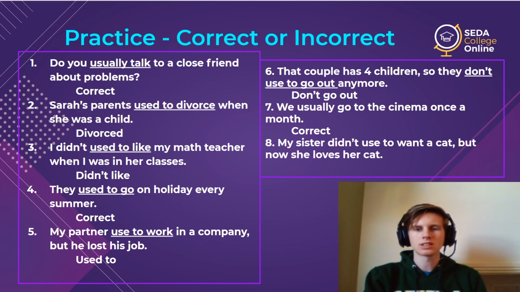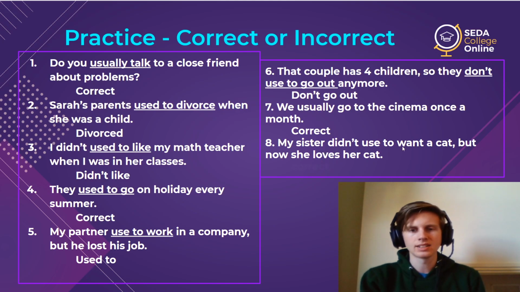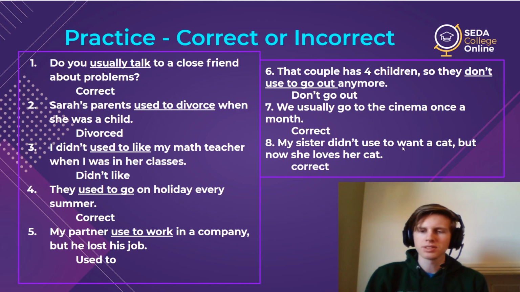And then how about the last one? My sister didn't used to want a cat, but now she loves her cat. That always happens. The people who do not want pets are always the ones who love them, in my experience. To see any mistakes, underline "didn't use to want." This is the important area. No mistakes? Well, then it's correct. Nothing wrong with that sentence.